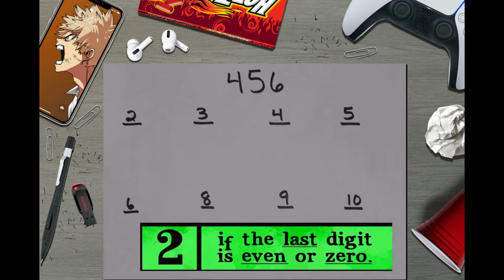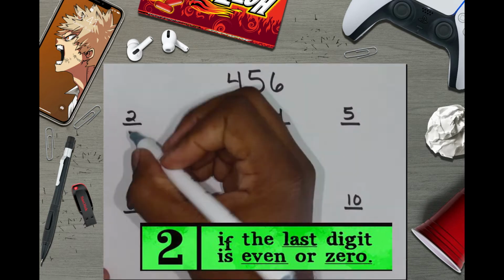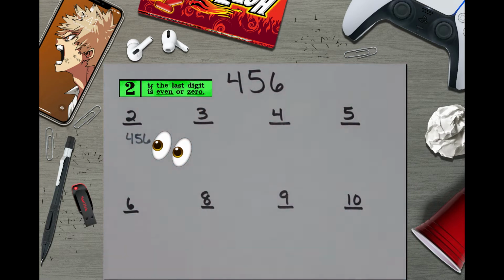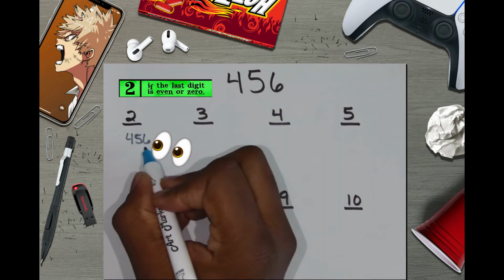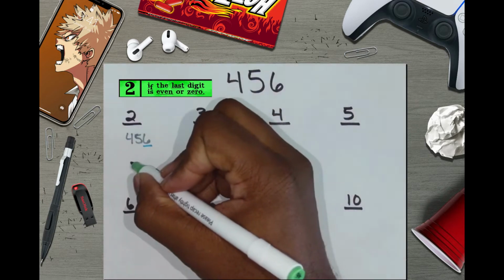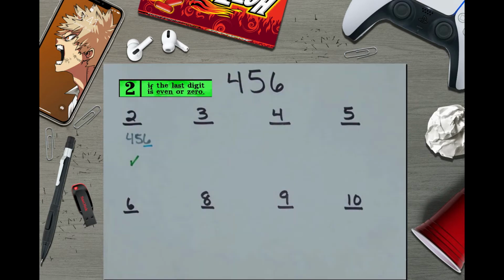My divisibility rule for 2 is to see if the last digit is even or 0. So if I look at 456, my last digit is going to be 6. Is that even or 0? Yes, it is. So that means 456 is going to be divisible by 2. Now let's move on to number 3.